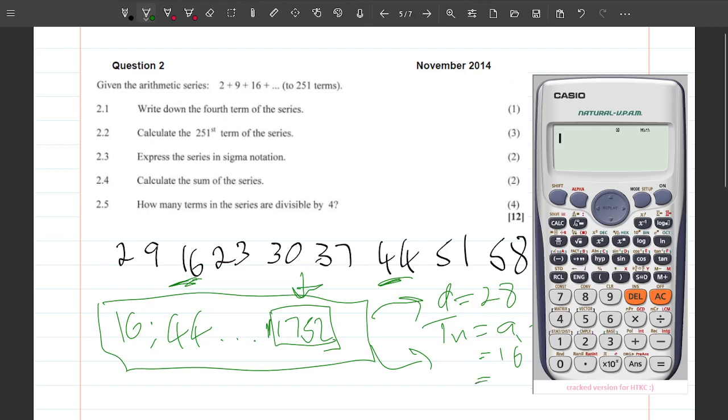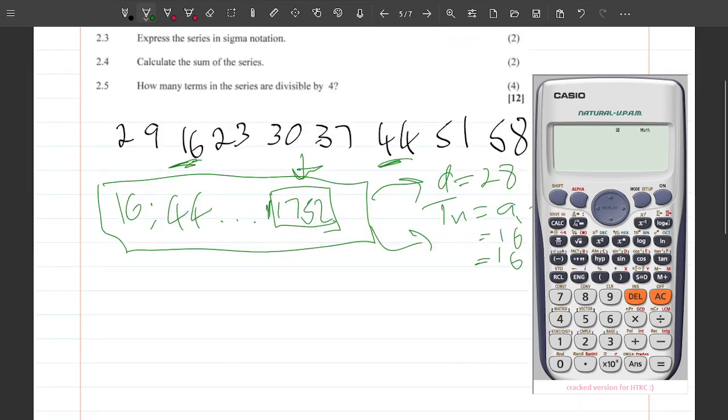And then I want to simplify this. This becomes 16 plus 28n minus 28. If we simplify this a step further, this would be 28n and then 16 minus 28. 16 minus 28 is negative 12, so that's just going to be minus 12. This is the general formula.